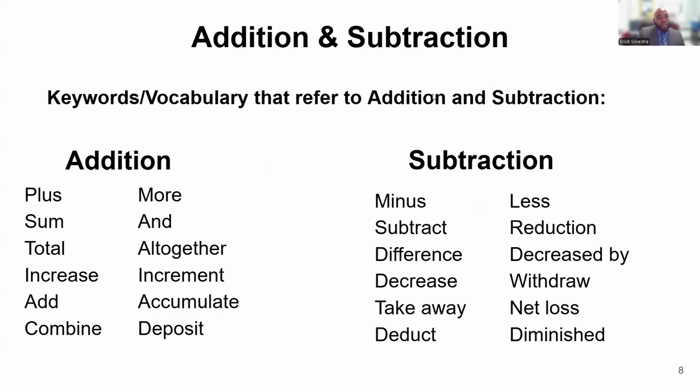These are some key words that we have to identify when we're dealing with addition and subtraction. It's good to actually learn the language behind the operation. That way, when you start working with word problems, you are able to pick out the operations that you're being asked to do. So some key vocabulary words for addition, you have plus, more, sum, total, altogether, increase, increment, add, accumulate, combine, deposit. They're just some key words that will let you know that you are adding different terms.